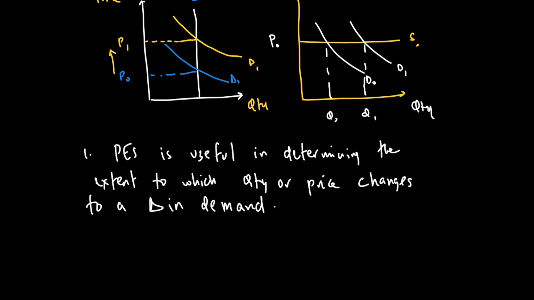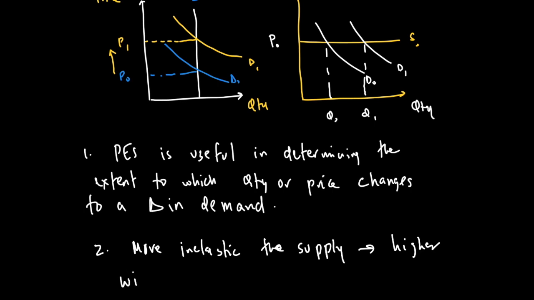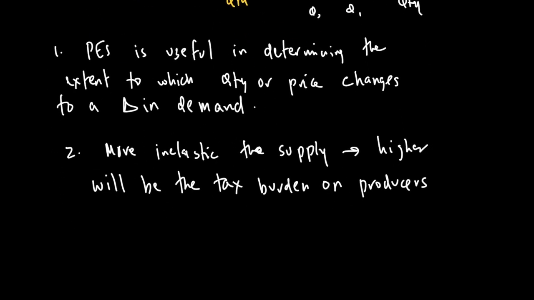So number 2, the more inelastic the supply, the higher will be the tax burden on producers. So producers, knowing that if they're selling an inelastic good, taxes will affect them more. But producers, knowing that they're producing an elastic good, know that the tax burden will fall more on the consumer.